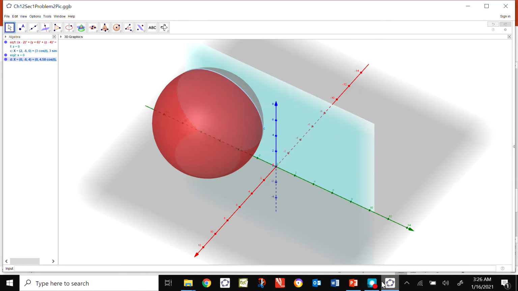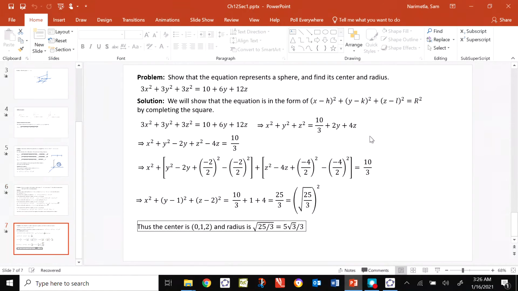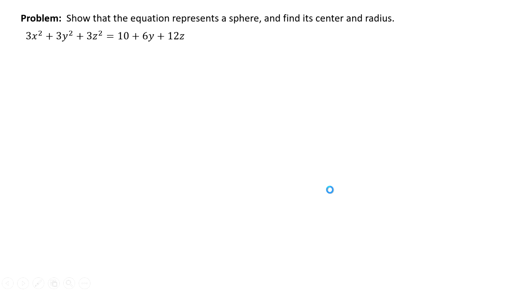Okie doke. One last problem, I think, if I can show you, I'll be done. Okay, what's this about? Show that the equation represents a sphere and find its center and radius. So they gave us this equation and they're saying, figure out really whether this represents a sphere or not. How do we do that?